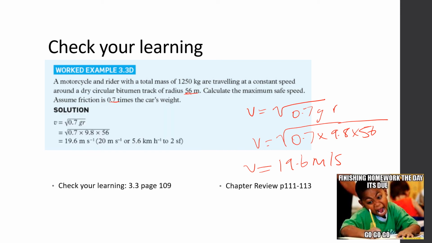If you're feeling really smart, you can convert that to kilometres per hour, which is the speed we normally give for vehicles. So have a go at the Check Your Learning, and also have a go at the fairly extensive chapter review on pages 111 to 113. Good luck!